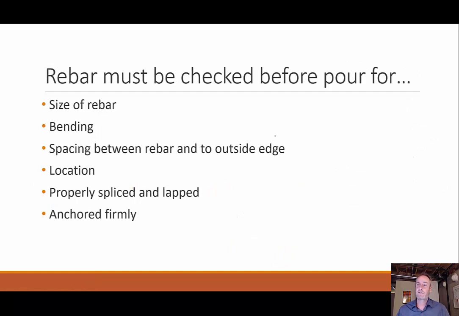Just as a reminder, before you pour your concrete and it's all set in place forever, you do want to double check your size of the rebar, make sure you have enough steel in there to support the loading. Make sure your bending of the rebar is in the right place, like we said, and spacing between rebars, location of rebars. Make sure all of your splices are good and lapped, anchored firmly. This is just a quick list of things you could double check before you pour your slab.